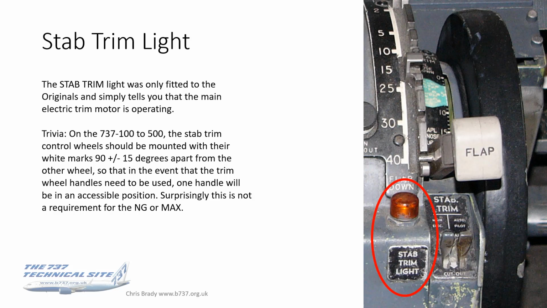Little point of trivia on the originals and the classics. The stab trim control wheels should be mounted with their white marks, which actually are not visible on this, 90 degrees plus or minus 15 degrees apart from the other wheel, so that in the event that the trim wheel handles need to be used, one handle will always be in an accessible position. They dropped the requirement for this on the NG or the Max, so the white marks and the trim wheel handles can be mounted anywhere now.